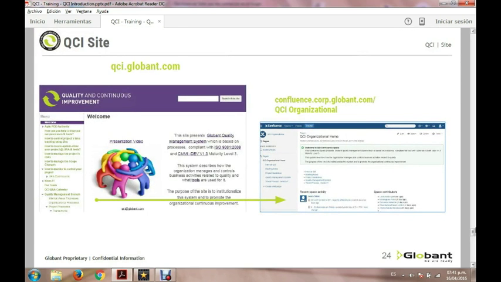Take into account that you can find everything we have mentioned here at the company processes Google site, qci.globant.com. And as we said before, all the processes definitions are stored in confluence.corp.globant.com/space QCI organizational. In the structure of the site, you can find different pages. We're going to mention some of them.